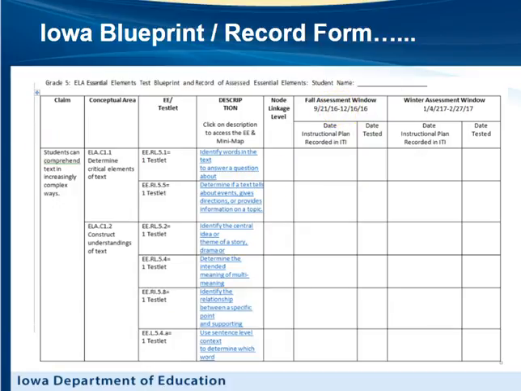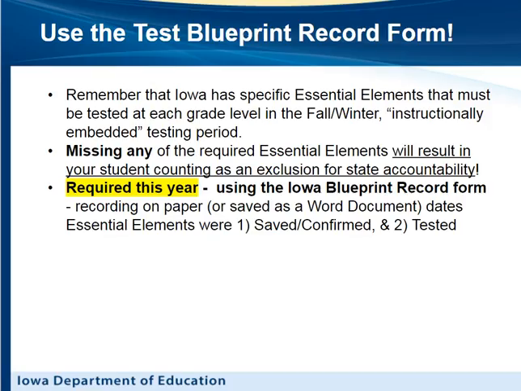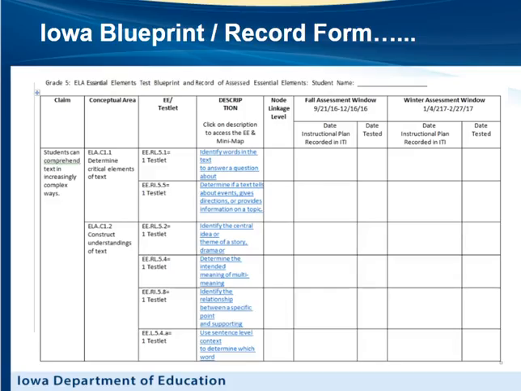Having a record like this, you keep those dates up to date, you'll see the gaps, and by the time you get through fall and winter, you'll have a record that will make you more confident that you've covered the required essential elements so that your student will count as participating. So this form is considered a requirement this year, and we want everybody to keep track of that. Again, that's on the Agora site, and you're going to want to keep a copy.